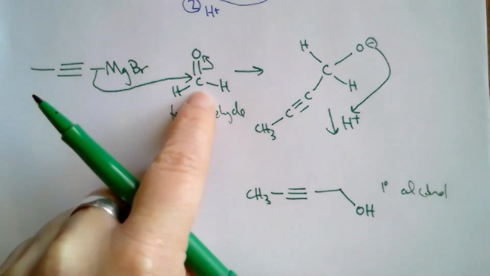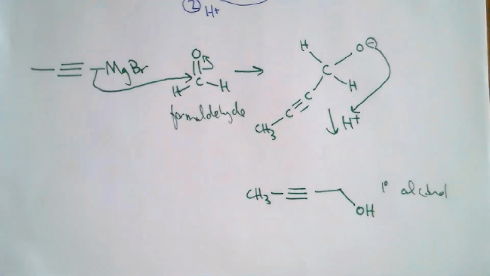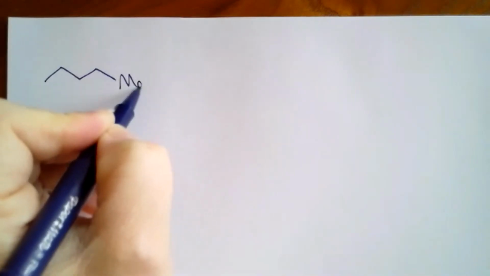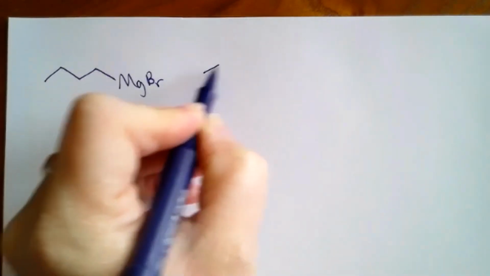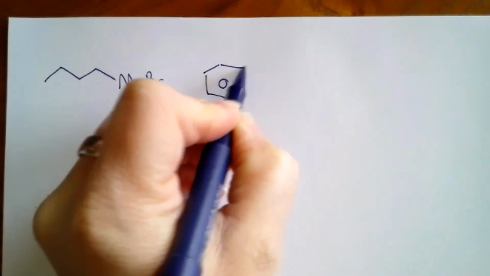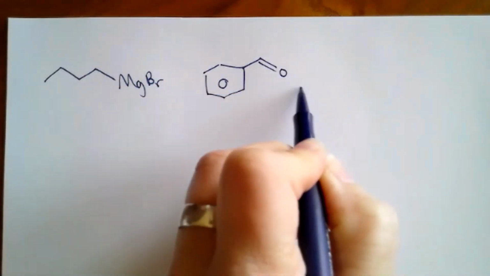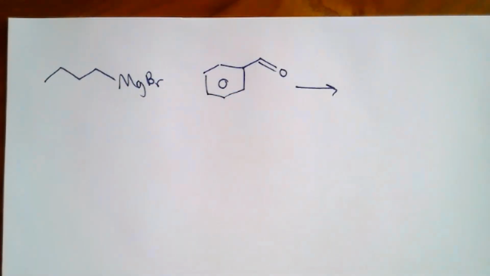What if you react with a different type of aldehyde, as is presented in our next example? So our next example is another Grignard, but a different one this time, with an aldehyde. Straight out of the gate, attack the carbonyl carbon.